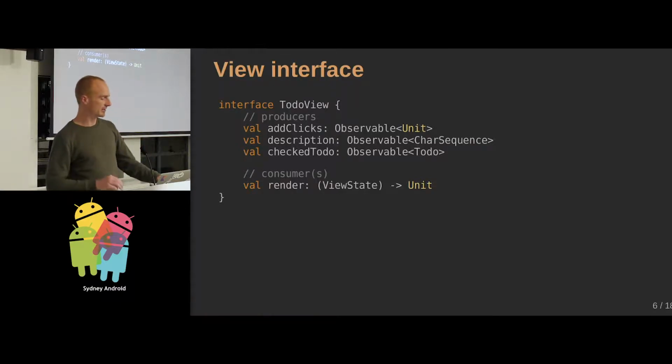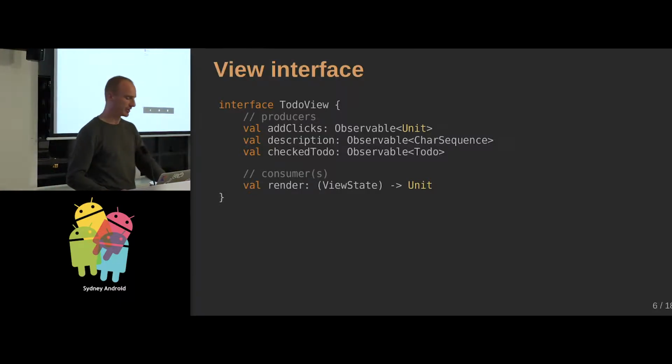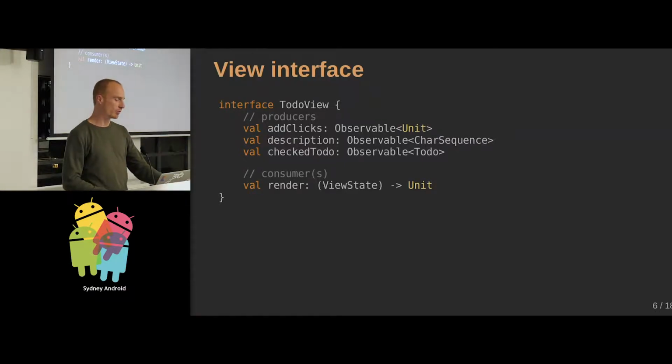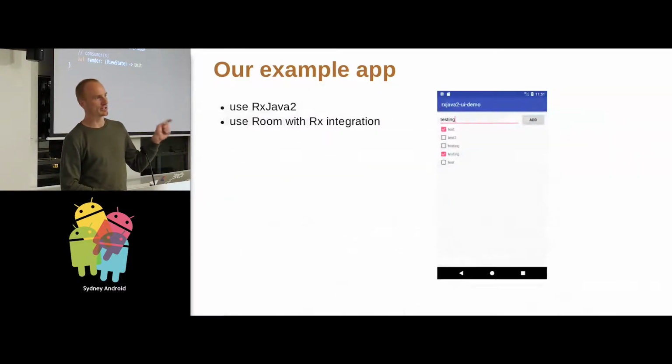So we have the add clicks, which is, if we go back here, you can see there's the add button in the top right. We have the description of our new to-do that we're going to add. You can see that here is the second one. That's an observable of char sequence. And then we have an observable of to-do items if you press the checkbox of one of the existing items in the list.